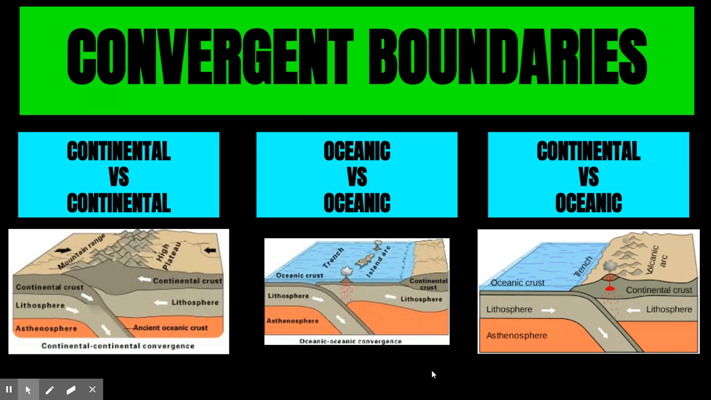We're going to spend some time talking about what happens when two continental crust plates collide. We're going to talk about what happens when two oceanic plates collide. And then we're going to talk about what happens when a continent and an ocean plate collide. Okay, so a lot of the things are similar, but there are some very unique landforms that are created during this process that you need to make sure that you understand.